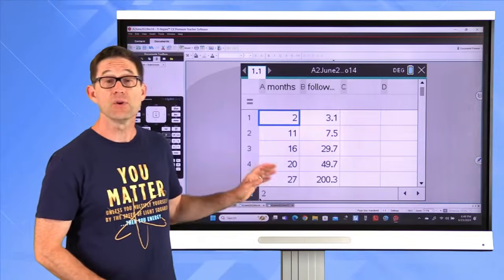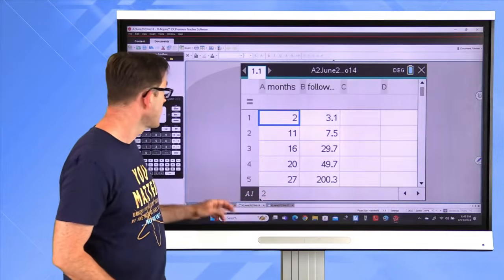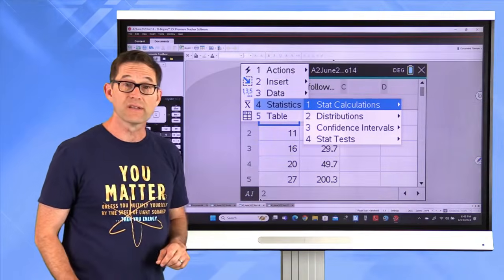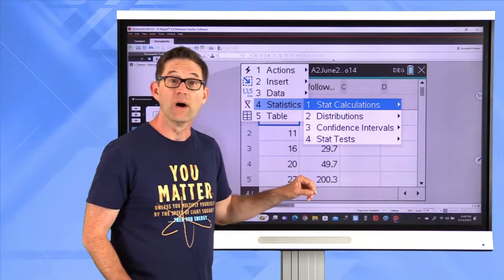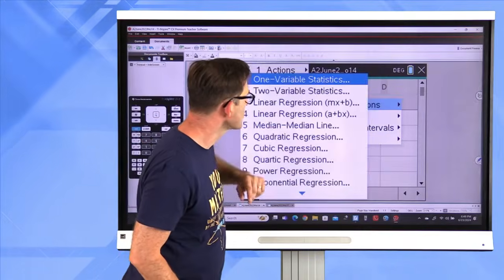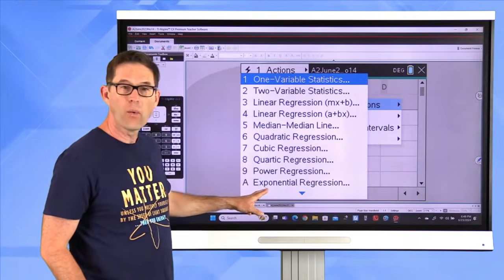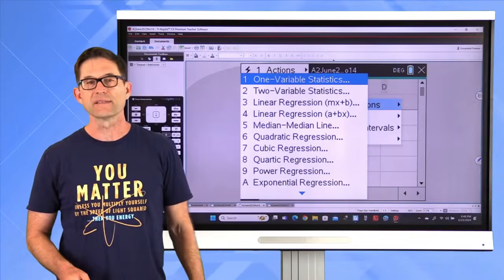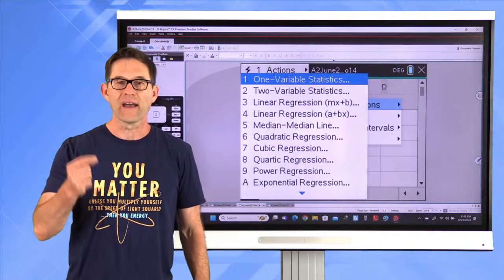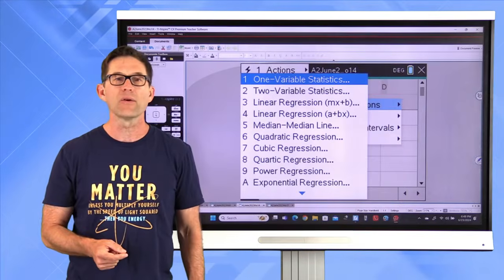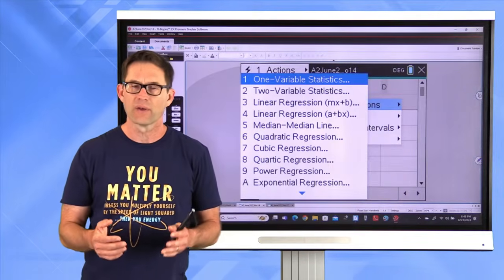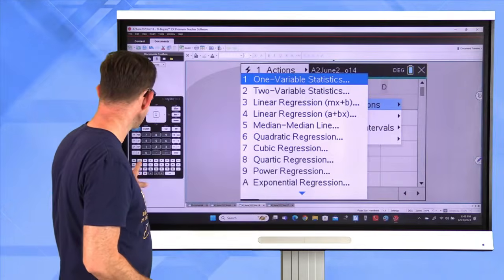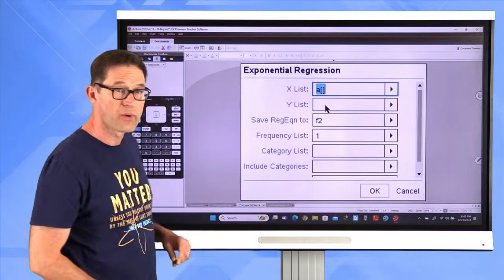All right, but assuming that all my data is in there correctly, then what I'm going to do is hit my menu. I'm going to go to choice 4, which is statistics. I'm going to go to statistical calculations, and what I want is exponential regression. If you have to do regression on this test, in all likelihood, it will be exponential regression. It won't likely be linear. That's really Algebra 1, okay? It will likely be exponential, not tend to be anything else. So I'm going to go with exponential regression.